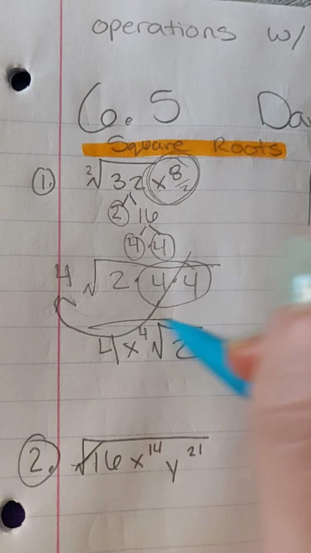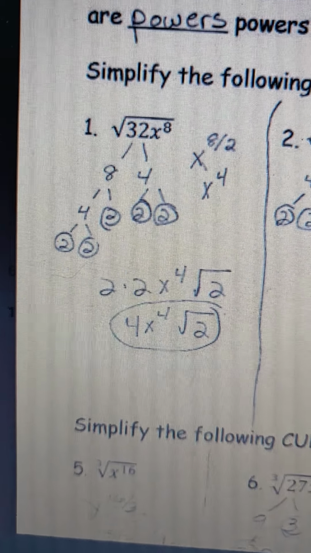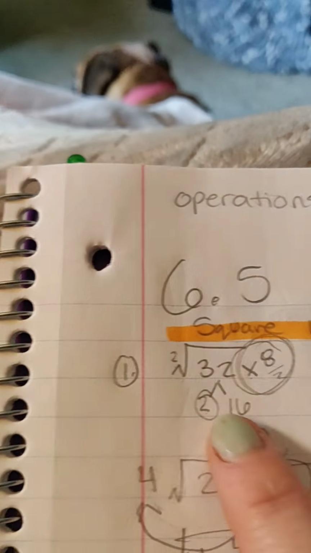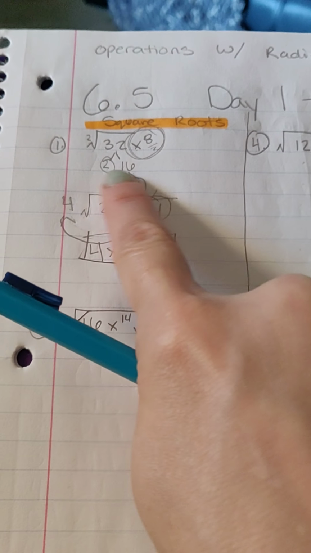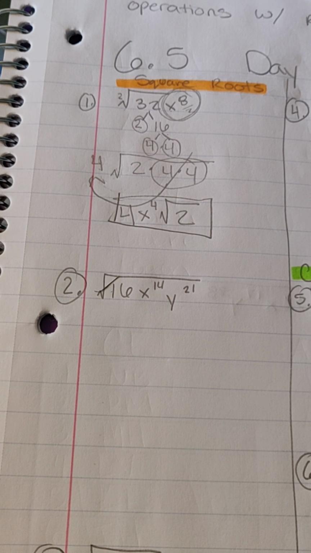Alright, so here is my final answer. Miss Bayer got the same thing. She just broke up her 8 and 4. I used 2 and 16. I showed you a little bit of a different way, with these two numbers, just to show you that you can use different numbers and you'll still get to the same answer.